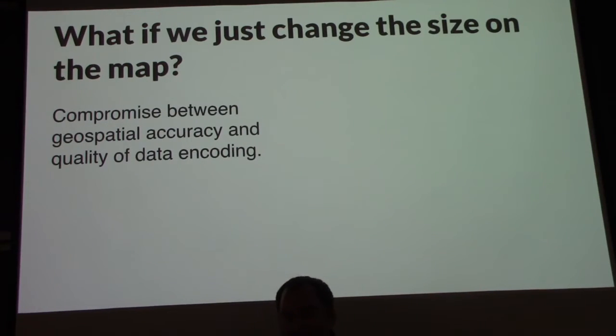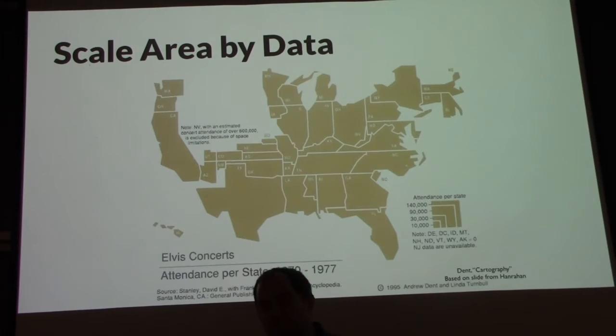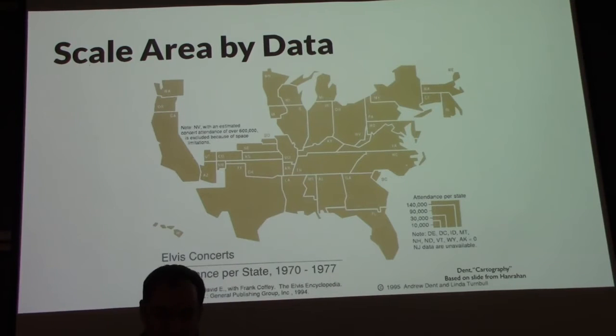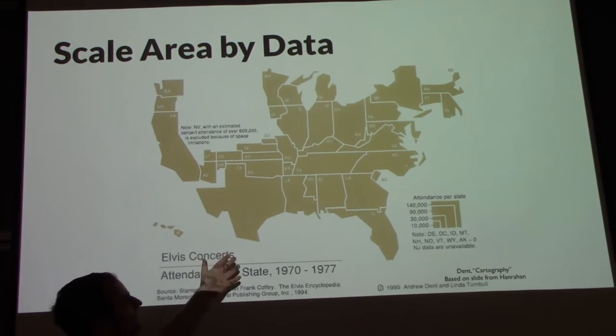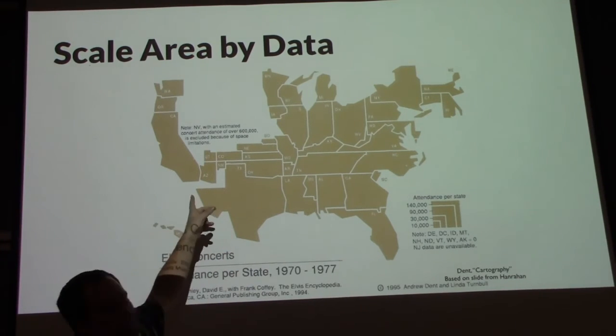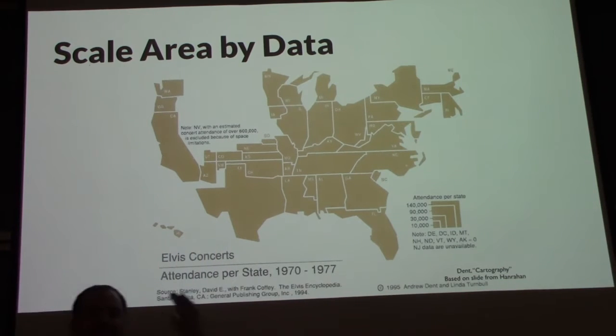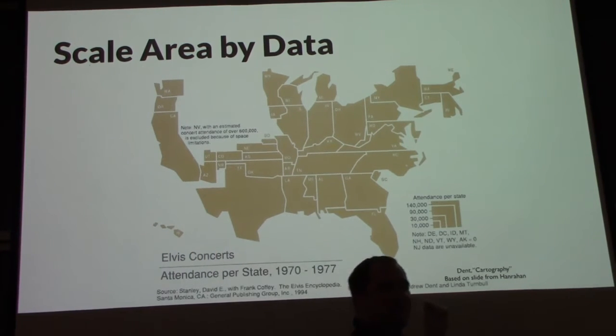So what if we just change the size on the map? Essentially try to find a compromise between geospatial accuracy and quality of data encoding. That's the promise of cartograms. So here is a hand-drawn example of the number of Elvis concerts that Elvis gave in the various states across the US, rescaled in attendance per state. And so you can see that he gave a lot of concerts in Tennessee, in Texas, also in California, but he didn't come much to Utah. And so what do you think about this visualization?